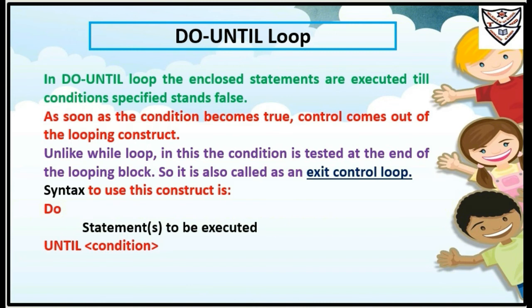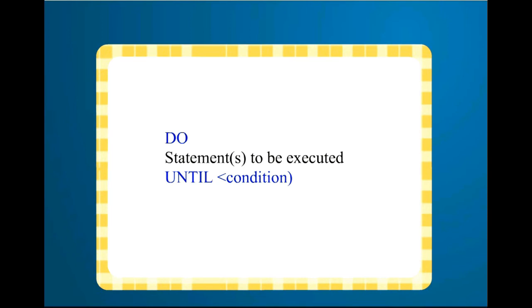Do until loop. In a do until loop, the enclosed statements are executed till the condition specified stands false. As soon as the condition becomes true, control comes out of the looping construct. Unlike the while loop, in this the condition is tested at the end of the looping block, so it is also called an exit control loop. The syntax to use this construct is: do, statements to be executed, until condition.